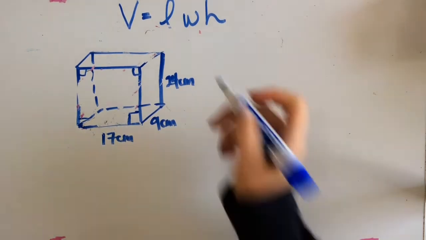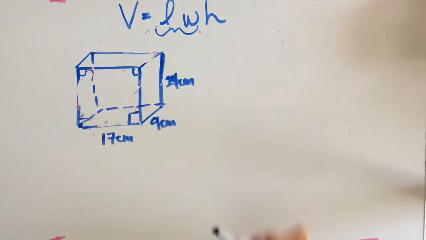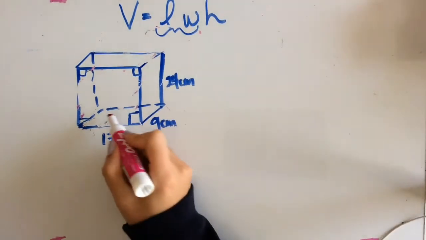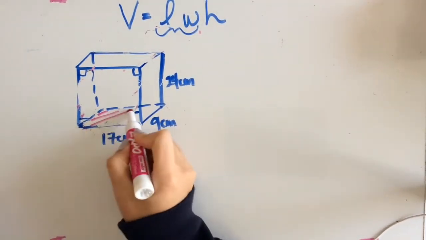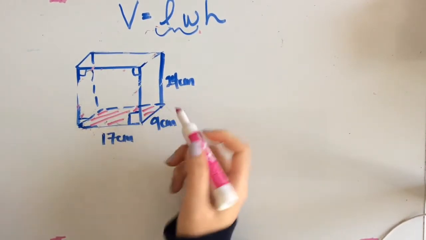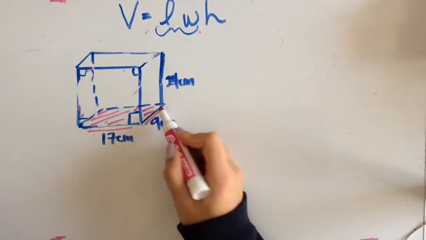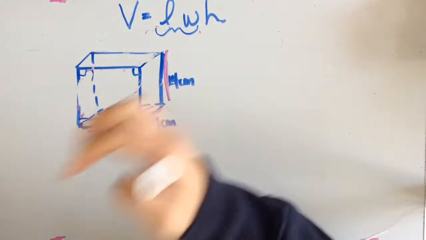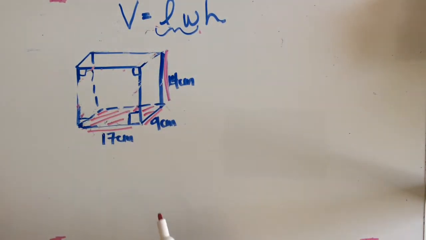If you remember, length times width is the way we find the area of a two-dimensional flat shape, like a square. That's like finding how much space just one of these sides takes up if we multiply the length times the width, right? But we also want to know the height this time. So we want to add on a third dimension to that shape.